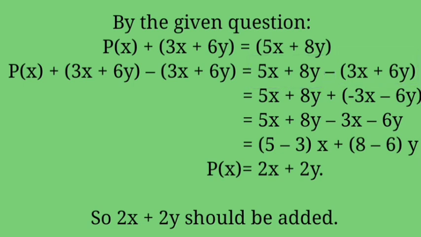Before subtracting 3x plus 6y from 5x plus 8y, we need to change its sign. After changing the sign, we should segregate the corresponding terms and take the common variable out, so that we can subtract 3 from 5 and get 2x, 6 from 8 and get 2y. Finally, we get 2x plus 2y, which is the required expression to be added with 3x plus 6y to get 5x plus 8y.